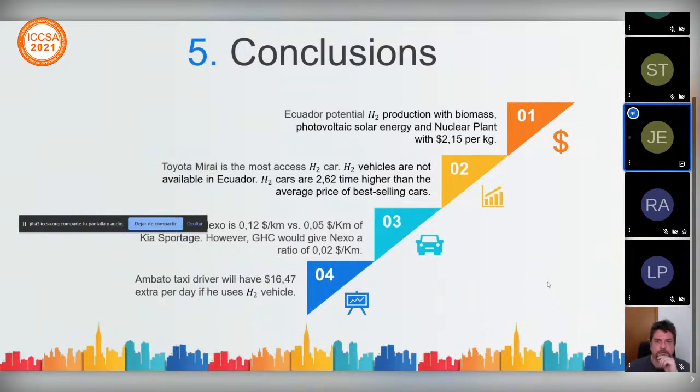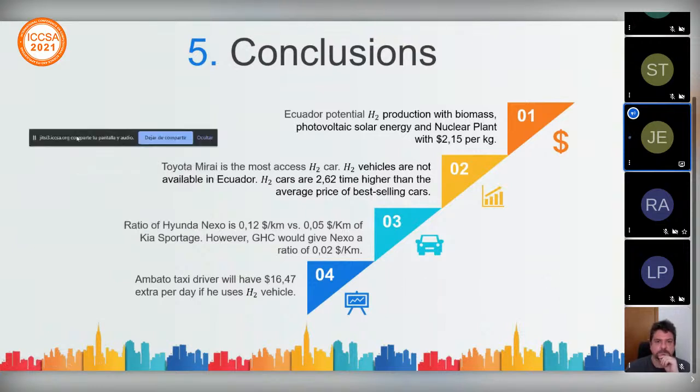Hydrogen vehicles are not available yet in Ecuador, and hydrogen cars are 62 times higher than the average price of the best-selling cars. Also, the cost of the Hyundai Nexo is 12 cents per kilometer versus 5 cents per kilometer for a Kia Sportage that uses gas. However, with green hydrogen, the Nexo would reach a cost of 2 cents per kilometer. Also, an Ambato taxi driver will have $16 extra per day if he uses a hydrogen vehicle.